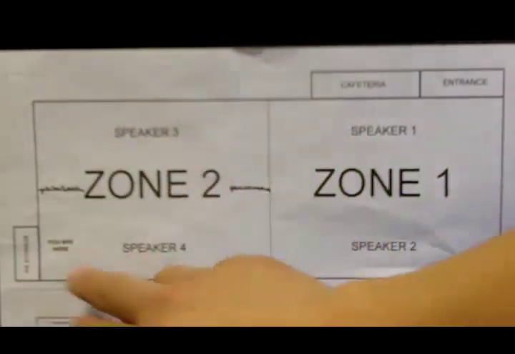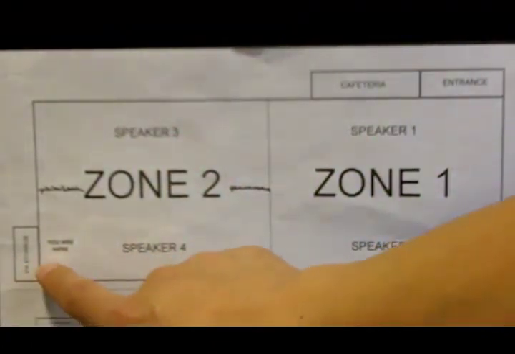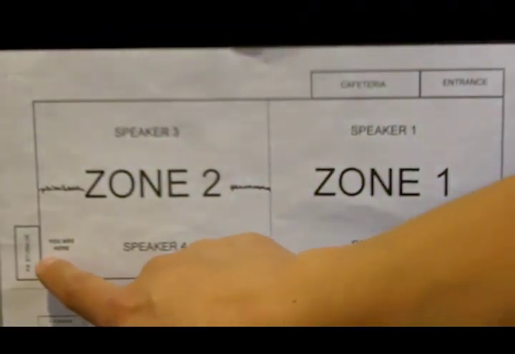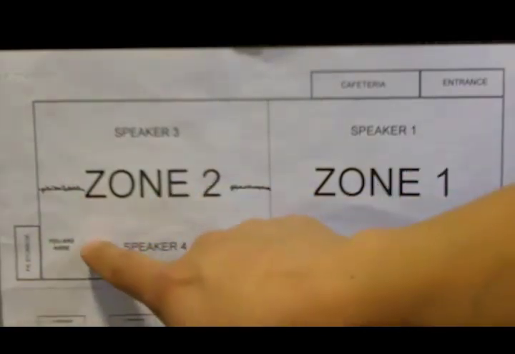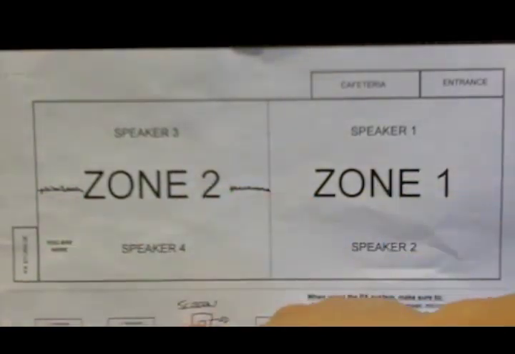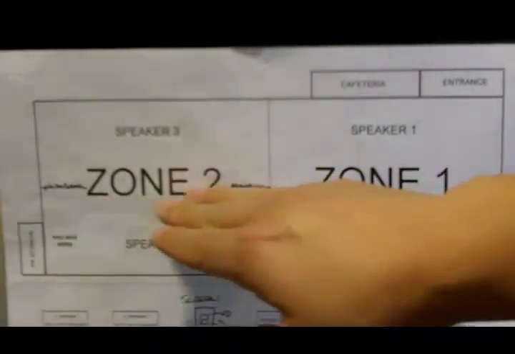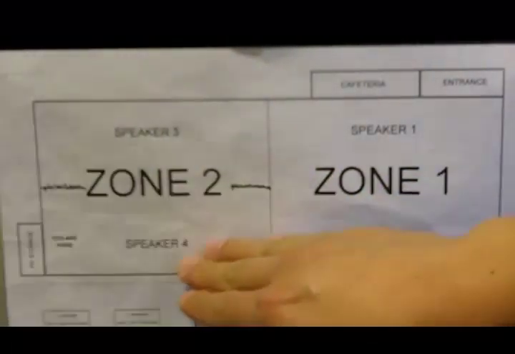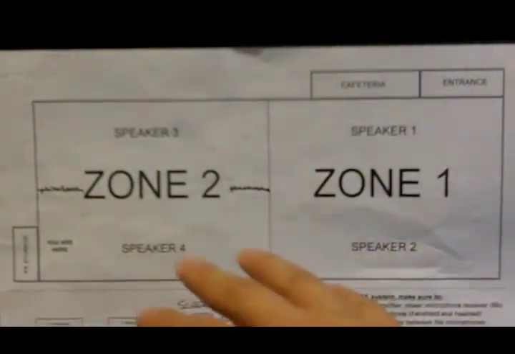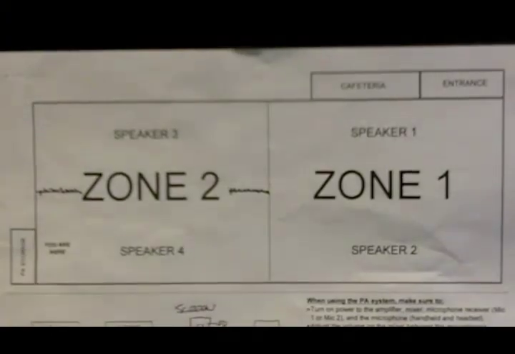Now, where are the relation to the layout? Well, where we are right now is in the PA storage where all this equipment is going to be stored that I'm going to show you how to operate. And in front of there, you have the first quarter of Zone 2, where Speaker 4 resides. And I'll explain a little bit more on how all this relates in just one moment.